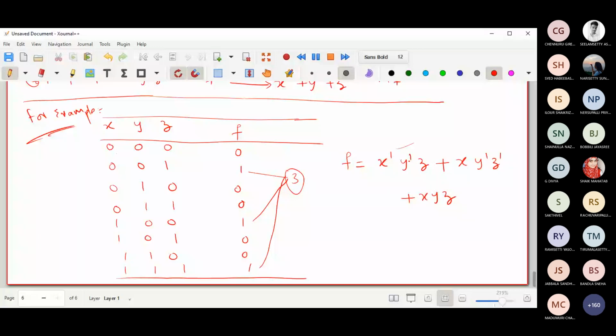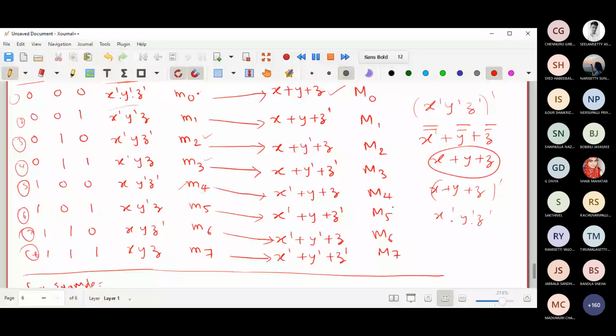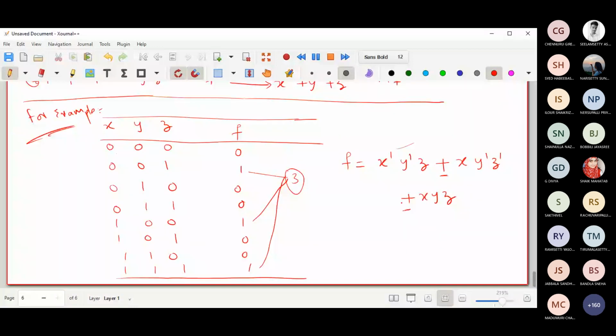Previously I have explained. In the third term, is it z bar, sir? Yes, ma'am. In the third term, z bar. X equal to 1, y equal to 1, z equal to 1, that's why x y z. Okay, madam. Is it clear? Yes, sir. Okay, fine.